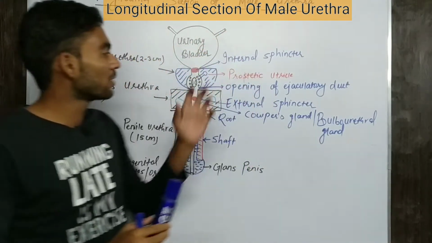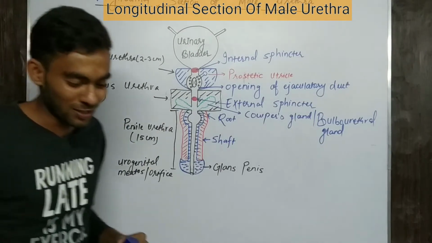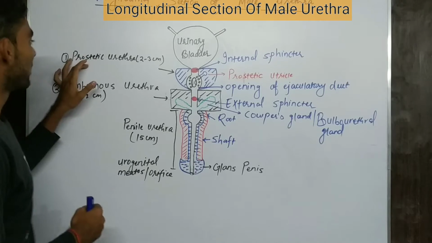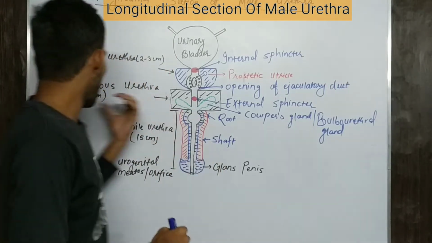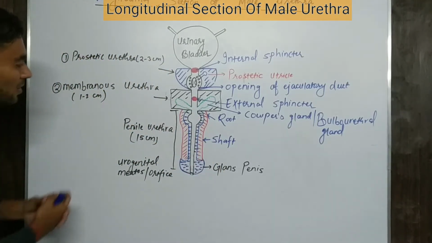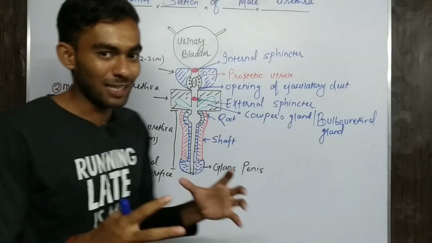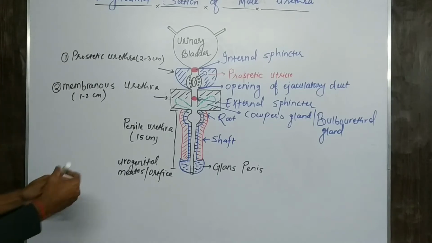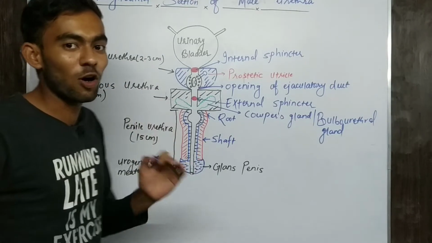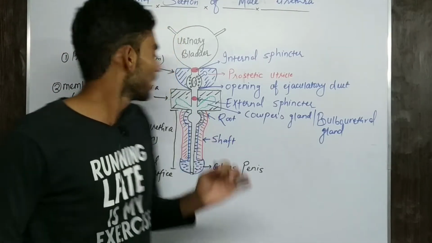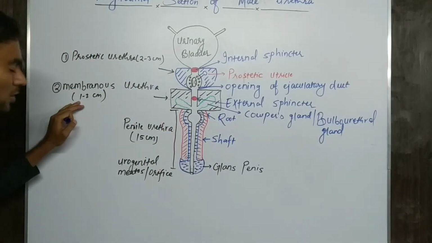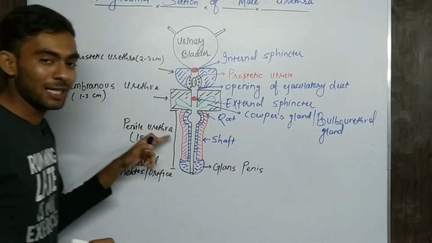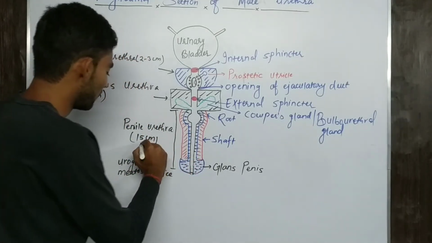And today we have the longitudinal section of male urethra, right? Then urethra is classified into three types, namely the prostatic urethra and membranous urethra, and the last one that is called the penile urethra, right? If we talk about the length, then the prostatic urethra has a length of 2 to 3 centimeter, membranous urethra has a length of 1 to 2 centimeter, and the longest part, the penile urethra, has a length of 15 centimeter.